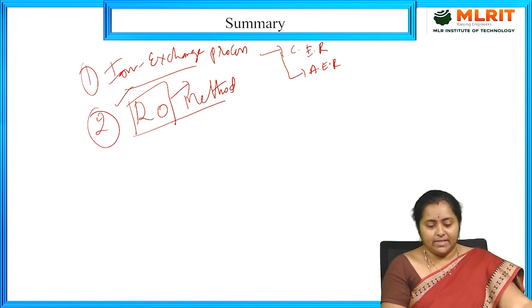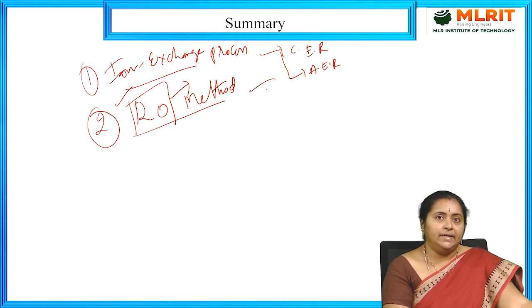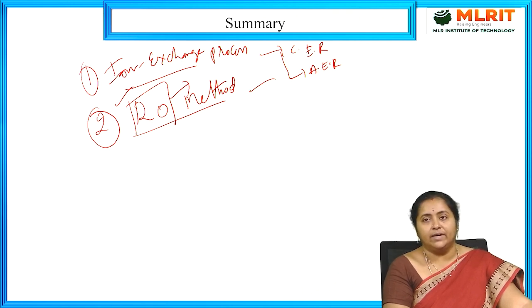That's all for today's class. In the coming session, we are going to discuss batteries chemistry and corrosion. That means so far we have completed unit 1, that is water and its treatment. In the coming session, I am going to start unit 2, that is batteries chemistry and corrosion.